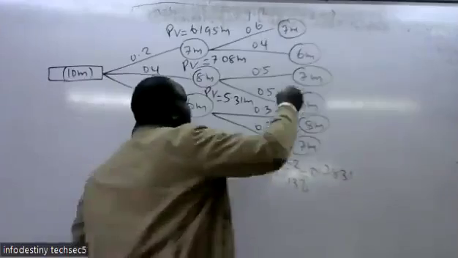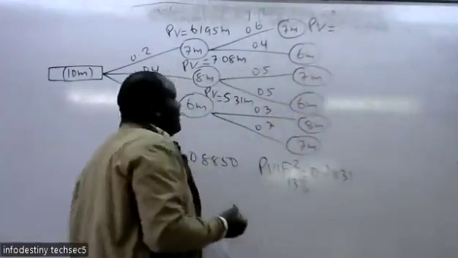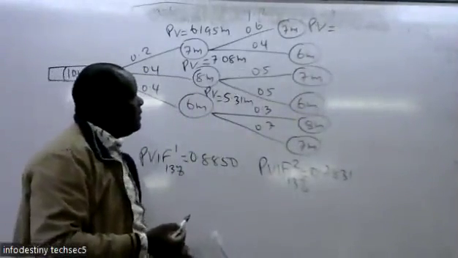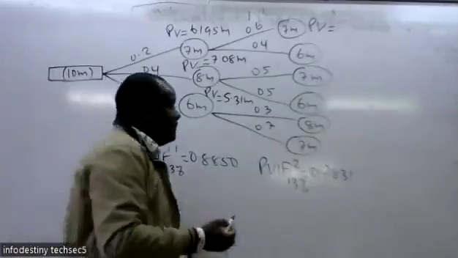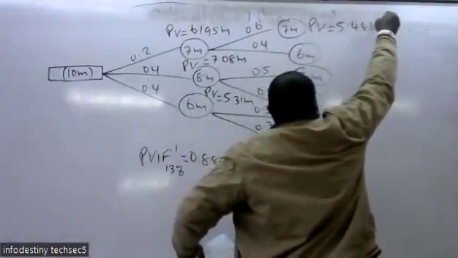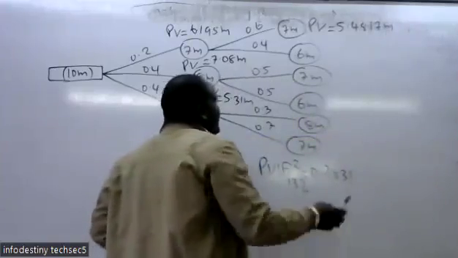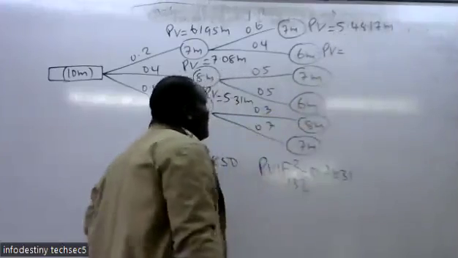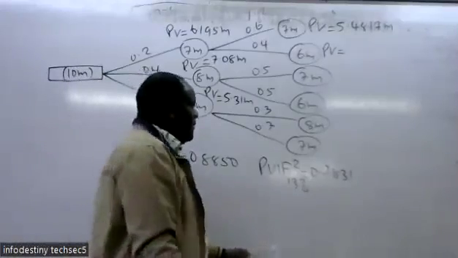Then we start with the 7 millions. When you take 7 millions multiplied by 0.7831, it will give us around which figure? 5.4817 millions. You also confirm the next one, the 6 millions multiplied by 0.7831.